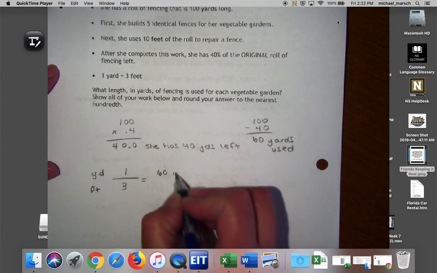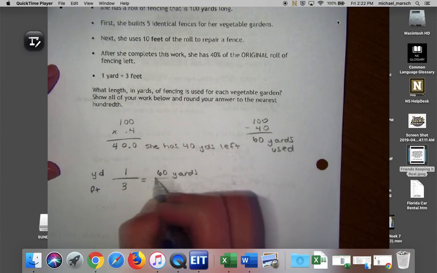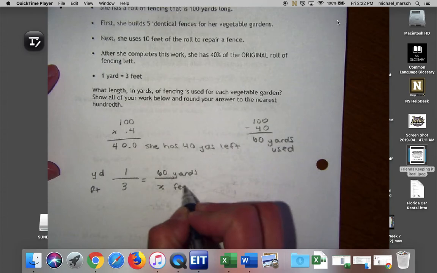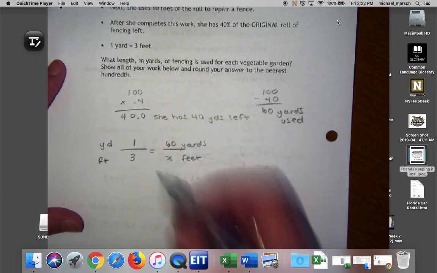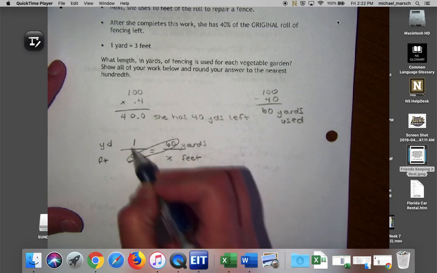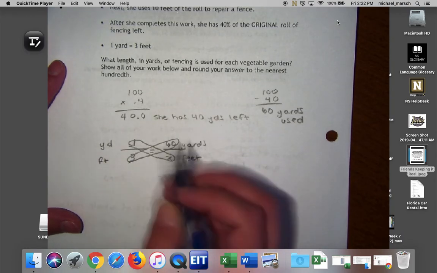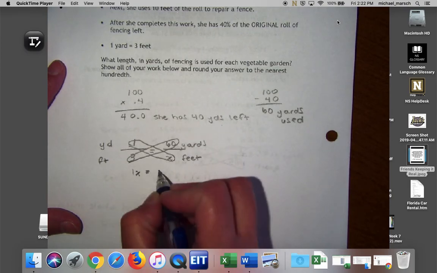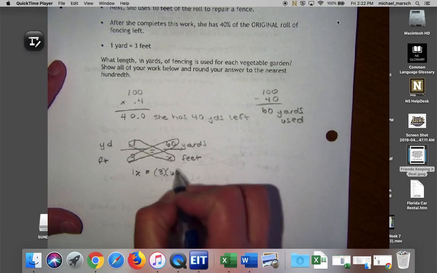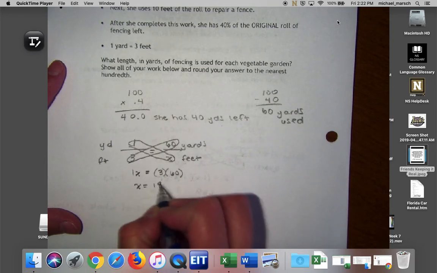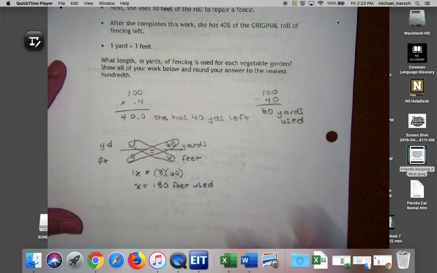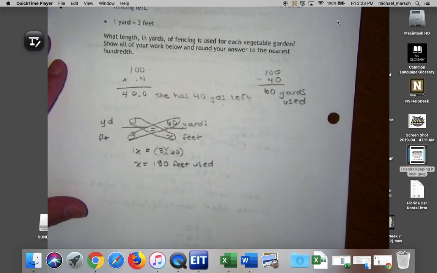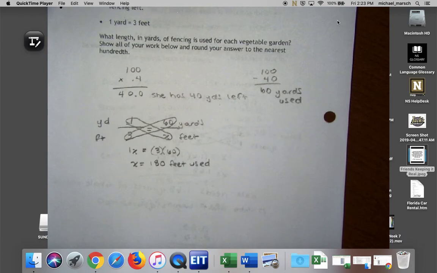So 60 yards equals how many feet? This here was 3 times 60. 1x equals 3 times 60. So x equals 180 feet was used. So is that the final answer? No, it's certainly not. This is multi-step, right?